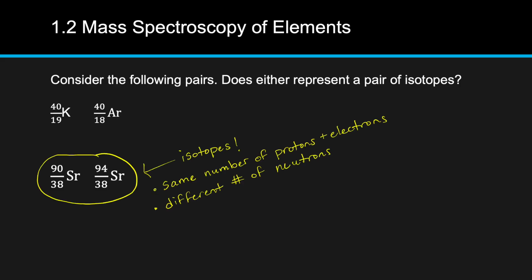Now remember from your past chemistry knowledge, the number on the top is the mass number, which is the protons plus the neutrons, and the bottom number is the atomic number, which is just the number of protons. So if you wanted to figure out the number of neutrons in each isotope, you would just take the top number and subtract the bottom number. So strontium-90 has 52 neutrons and strontium-94 has 56 neutrons.